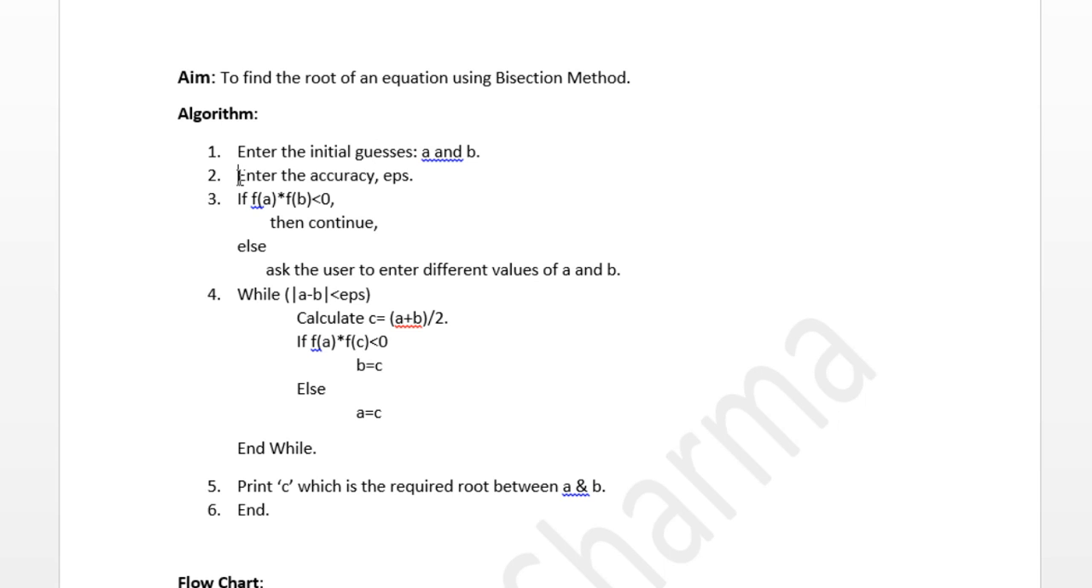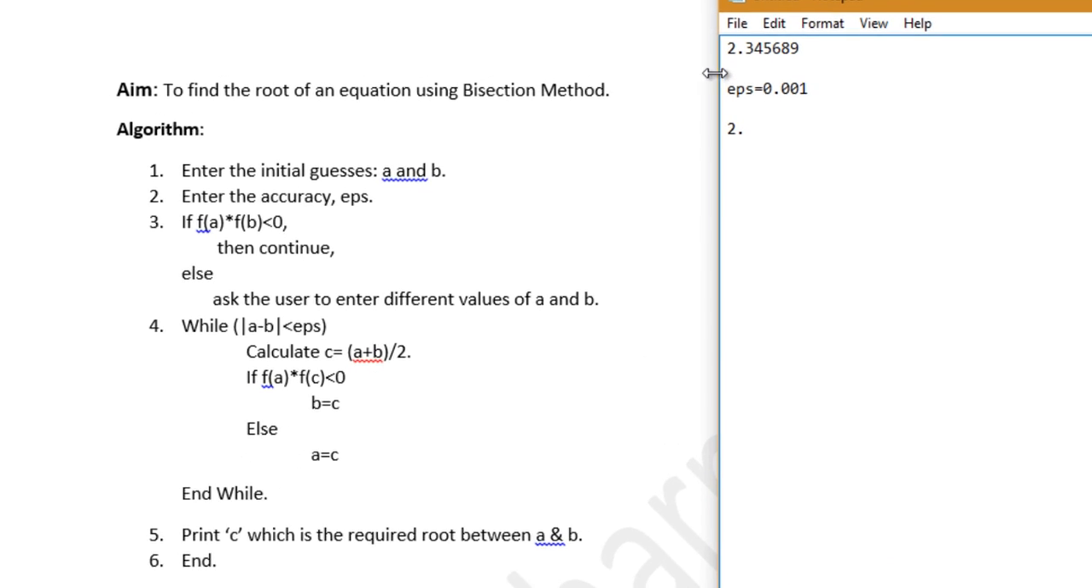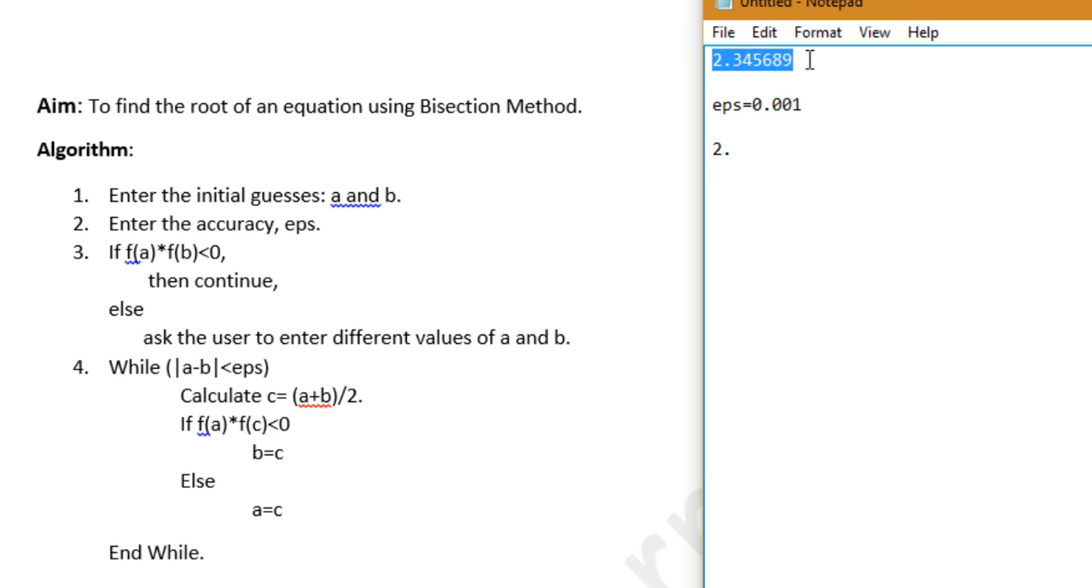Now the second step is to ask the user the accuracy of the result, and it is represented by EPS, which stands for epsilon. What I mean by accuracy is that let's say the actual root of an equation is 2.345689, and the user entered an accuracy of 0.001. It means that the computer can return a root that would be correct only up to 2 decimal places, since we have 2 zeros here. So the computer might return a result like 2.34 and any other number after that. Alright, so that's what accuracy means.